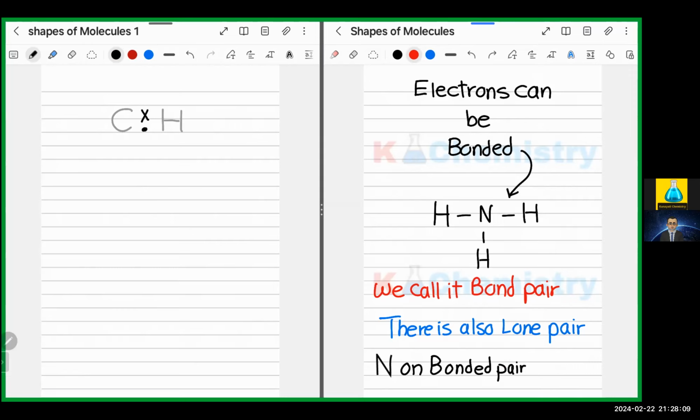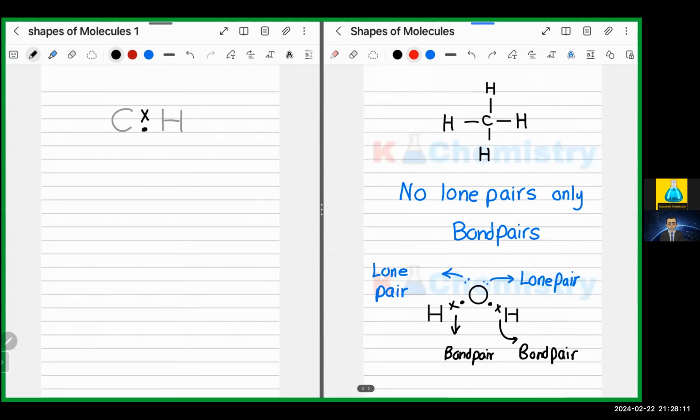These are non-bonded pairs. In this molecule, I can see the carbon surrounded by 4 hydrogens. All the valency electrons of the carbon are used in making bonds with the hydrogens. This carbon has 1, 2, 3, 4 valency electrons. It will use all of them to make the bonds with the hydrogens, and there are no extra electrons that will exist as a lone pair. The hydrogen also has 1 electron that will be bonded with the carbon and no extra electrons.